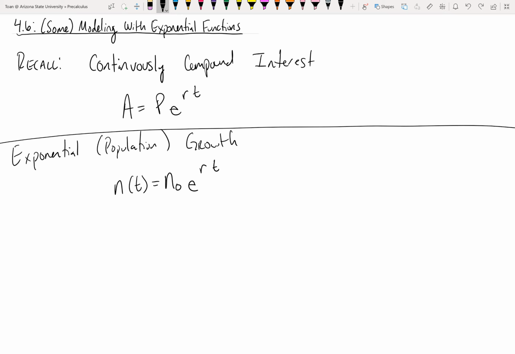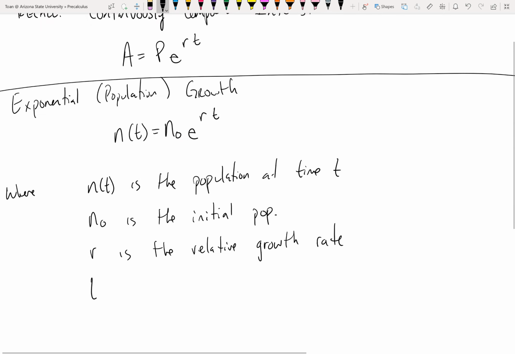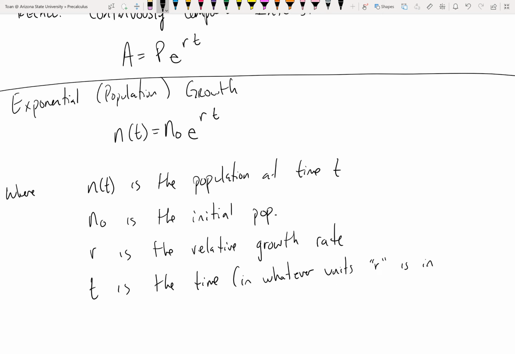So let's go ahead and define all these variables, where N of t is the population at time t, N sub naught is the initial population, r is the relative growth rate, and t is the time in whatever units r is in. Right? So if your growth rate is every hour, t will be the number of hours. If your growth rate is per year, t will be in years, so on and so forth.